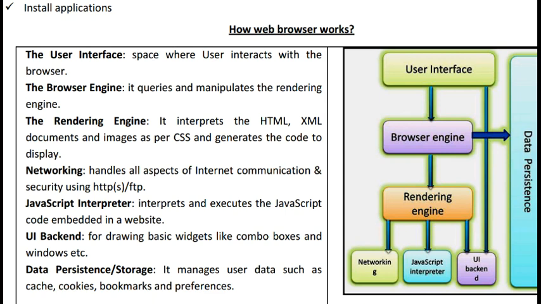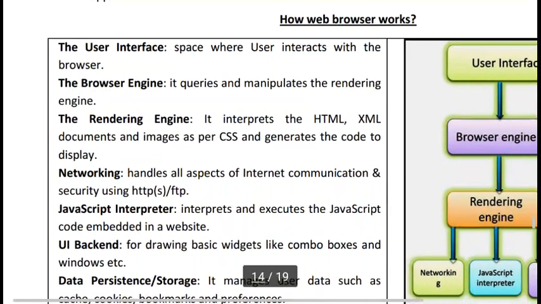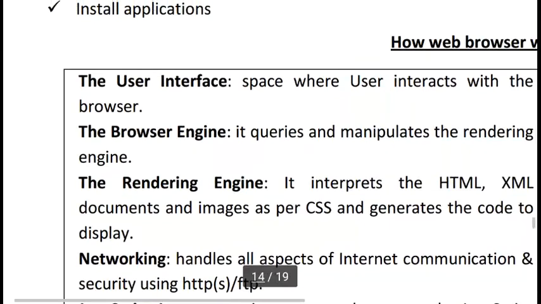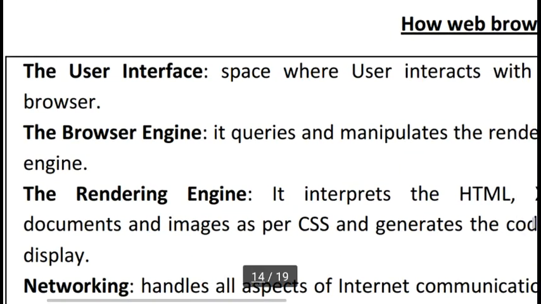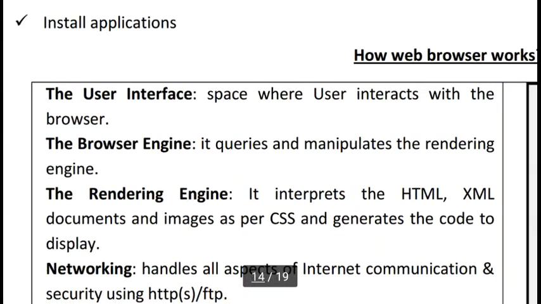But internally there are so many things working. There are so many web languages, HTML, JavaScript, CSS working. But we see only the output. Behind it there are so many programming languages working. So technically we can see how a web browser actually works. The first is our user interface, which we are familiar with. We first use the Google Chrome screen space where the user interacts with the browser.